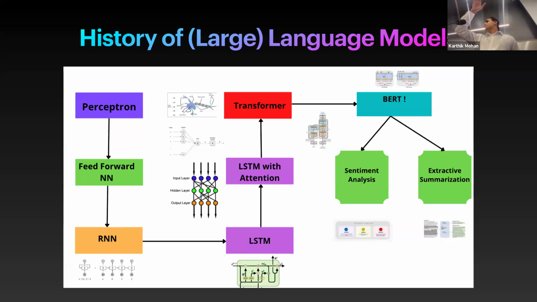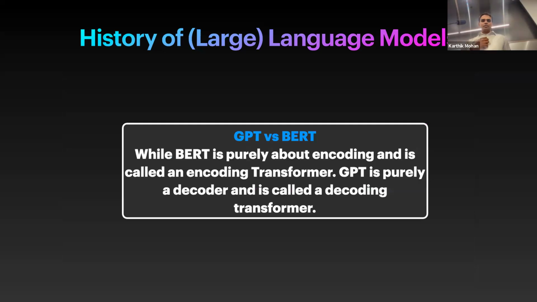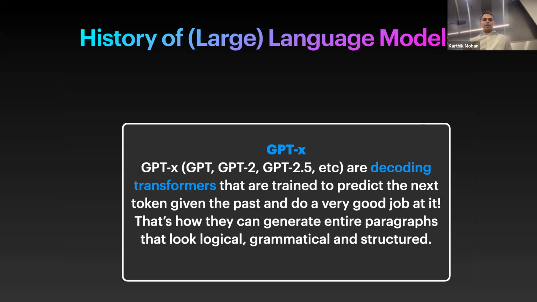Okay, so you can see the evolution going from perceptron to feed-forward neural network, recurrent neural networks, LSTM, long short-term memory networks, LSTM with attention, transformers, BERT, and obviously GPT as well. While BERT is purely about encoding and is called an encoding transformer, GPT is purely a decoder and is called a decoding transformer.